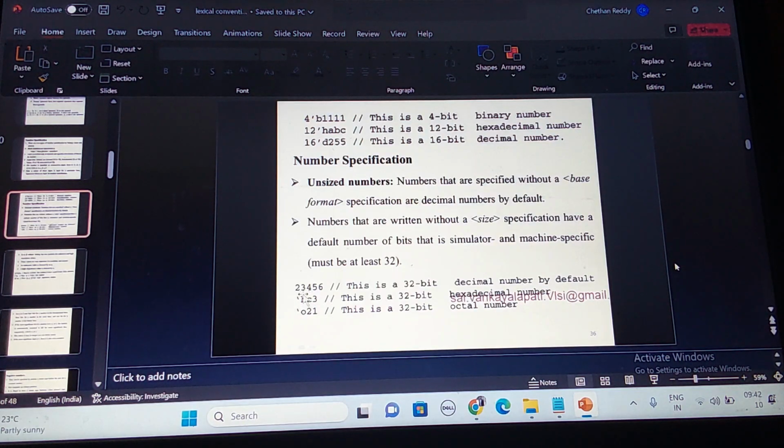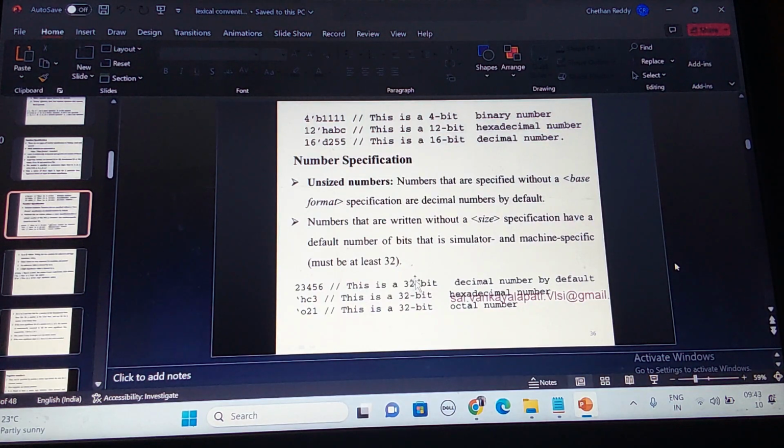Now look at this first example. Is there any base format? No, so by default this number is in the decimal number system. Now coming to the second example, it is hexadecimal. The size is unsized, which means we don't know the size of the bits. 'hC3, so what is the result of this? This should be 32 bits. Let me clarify how it will show 32 bits.